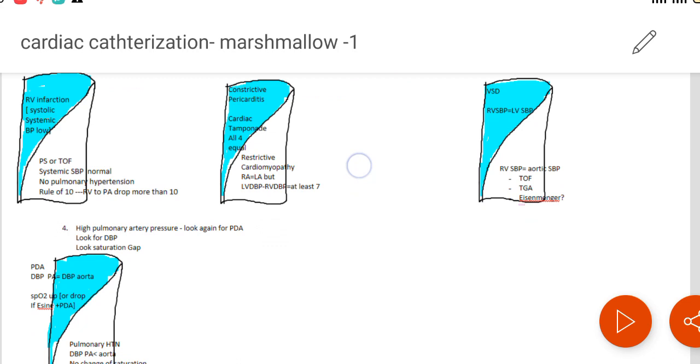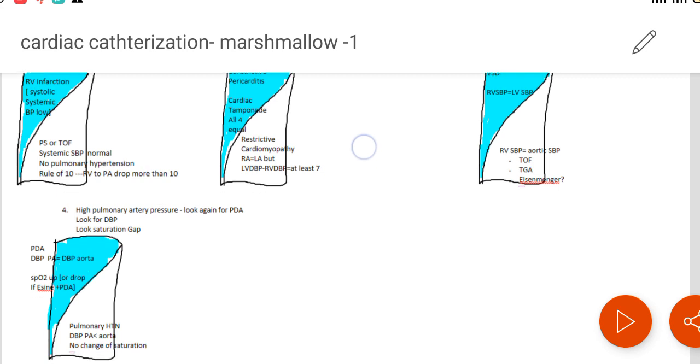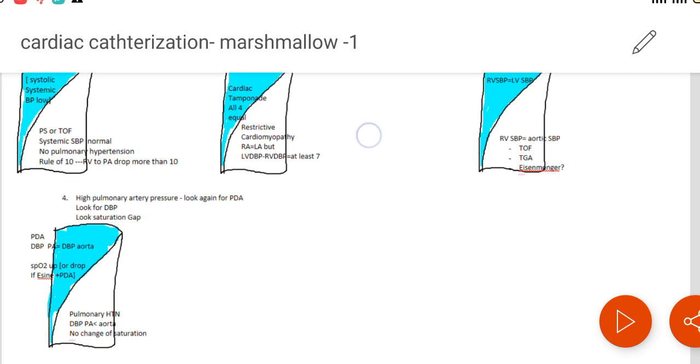And in the pulmonary artery, when there's a high pulmonary artery pressure, we can take it as pulmonary hypertension. But to confine it to pulmonary hypertension, we need to exclude PDA. Because in the PDA, for that we look at the diastolic blood pressure and also the saturation gap. I think you remember it, okay?